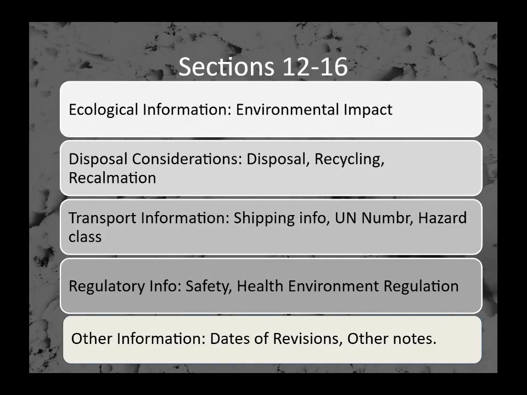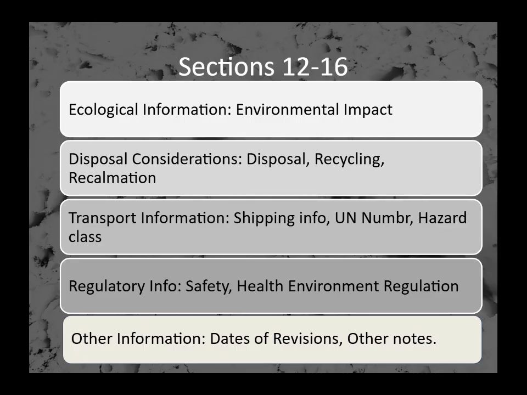Section 12. Ecological Information. This section provides information to evaluate the environmental impact of the chemical if it were released into the environment. It includes data on ecotoxicity, persistence and degradability, and potential for bioaccumulation. This section is primarily for environmental professionals and emergency planners.